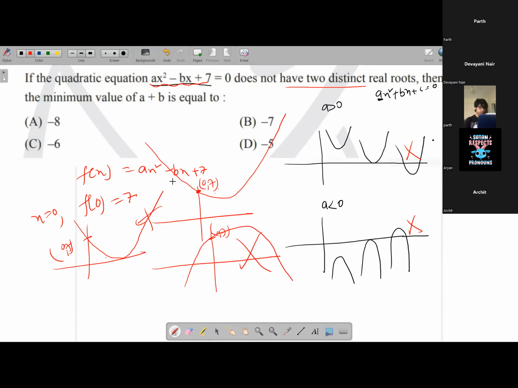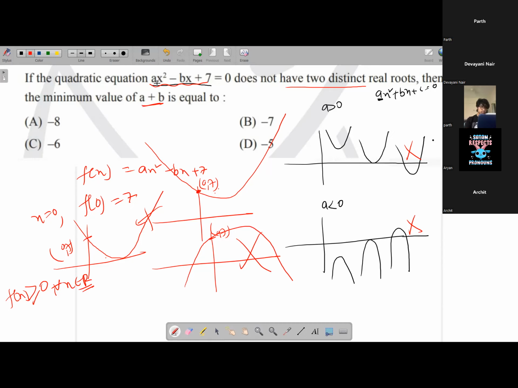Either this or this. It means that our f(x) will always be greater than or equal to 0. The graph of the quadratic equation will not go below the x-axis. If it goes below the x-axis, it will intersect the x-axis at two different points, and then it will have two different real roots. That is not acceptable as per the question. So we have f(x) greater than or equal to 0 always, for all x belonging to real numbers. Now, you have to find the minimum value of a plus b.